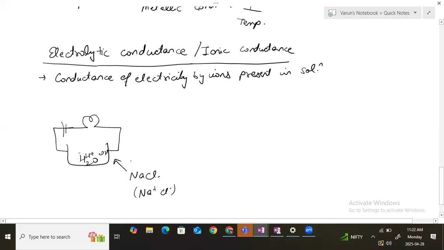If I place salt into it now, then the intensity of the bulb will increase. Why? Because in this case, the ions that I have added will help the ions to increase. That's why the intensity of the bulb will increase.